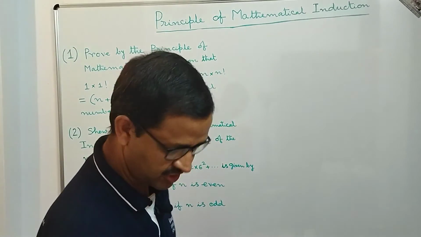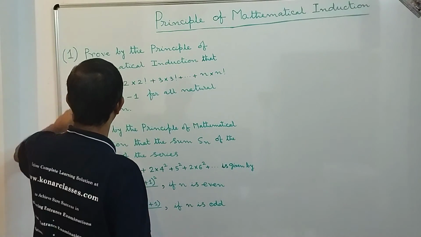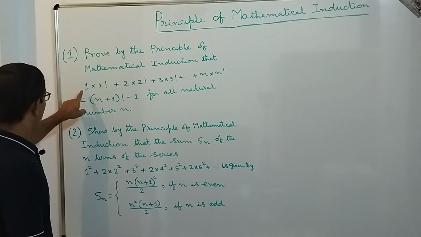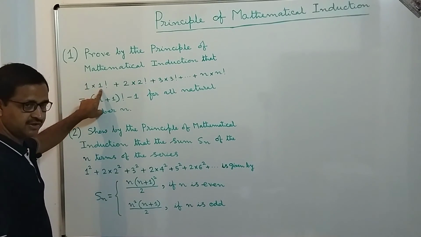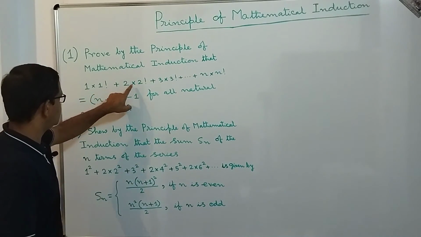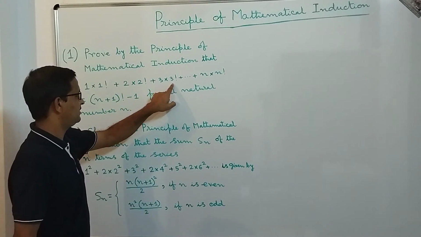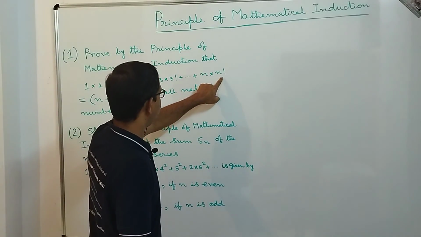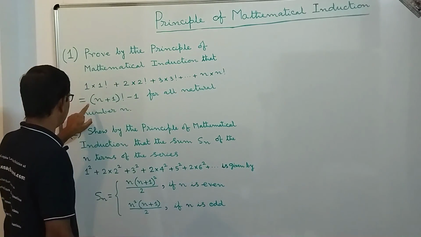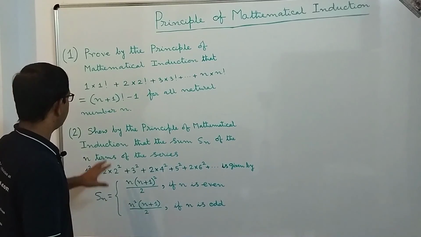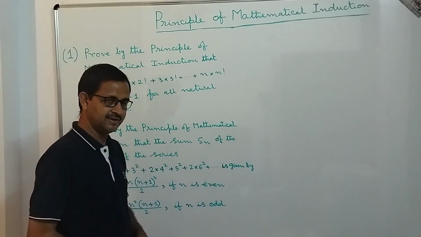The first question, as you see, dear students: prove by the principle of mathematical induction that 1 into 1 factorial plus 2 into 2 factorial plus 3 into 3 factorial plus up to n into n factorial is equal to n plus 1 factorial minus 1 for all natural numbers n.